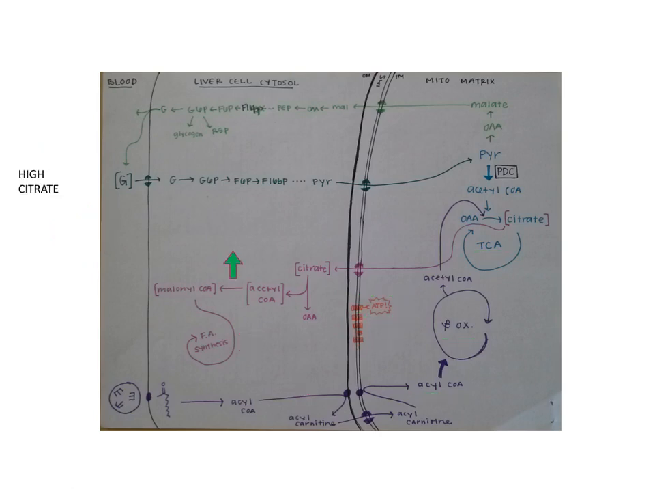High citrate allosterically activates fatty acid synthesis. It's an allosteric activator. And then low citrate inhibits that. So if you have low citrate, that means the TCA cycle is actually occurring over here and you're getting ATP, and you need to make ATP instead of store the energy.